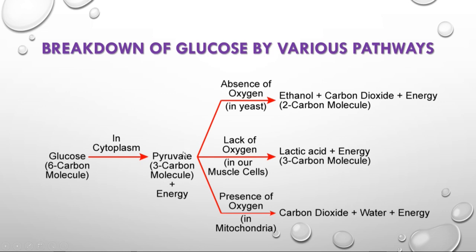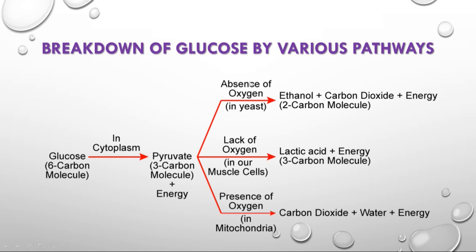Now this pyruvate can be broken down in three ways. It can be broken down in the absence of oxygen, which is a lack of oxygen, and it also gets broken down in the presence of oxygen. First we discuss the absence of oxygen. This process occurs in organisms like yeast.